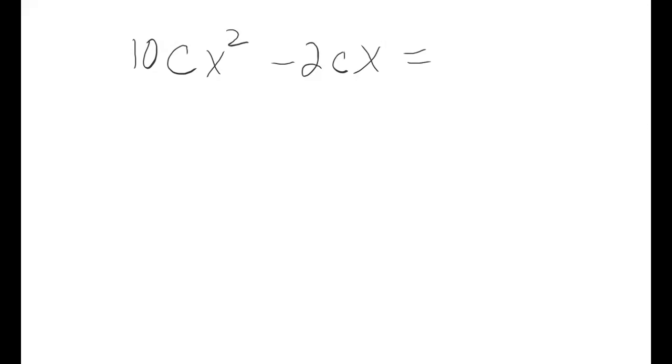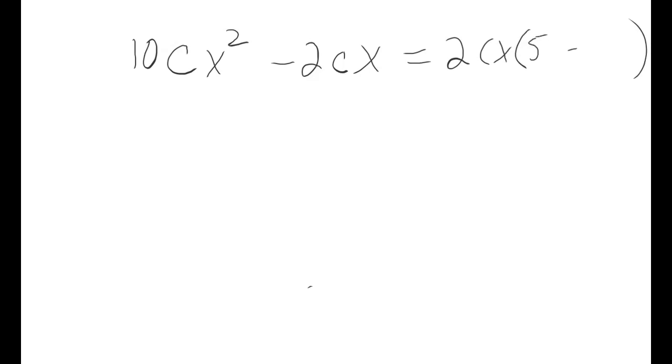So I have 10cx squared minus 2cx. If you don't like C, you can write a Y. I think this one's actually in the book, that's why I used it. But when you look at this, what do you notice that they have in common? You can take out a 2cx out of both, and then you'll be left with 5cx minus cx. Well, you're close, Matt.